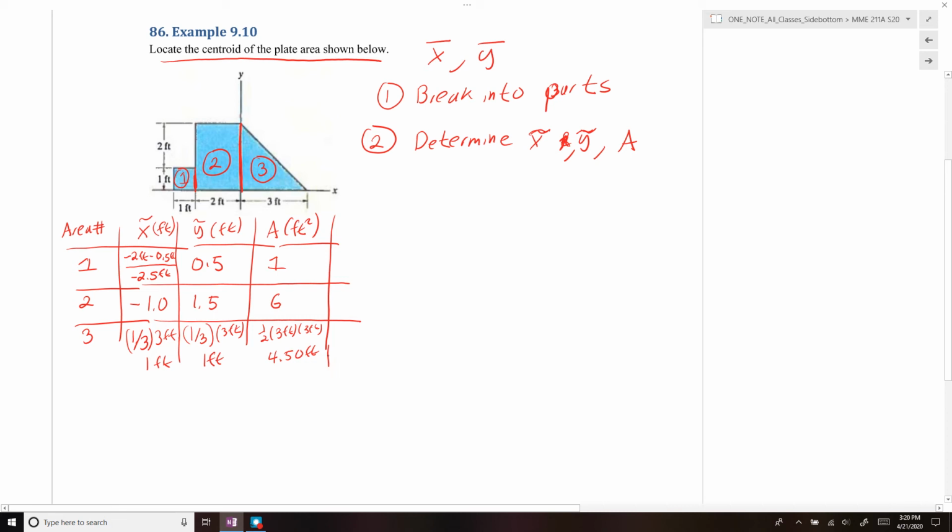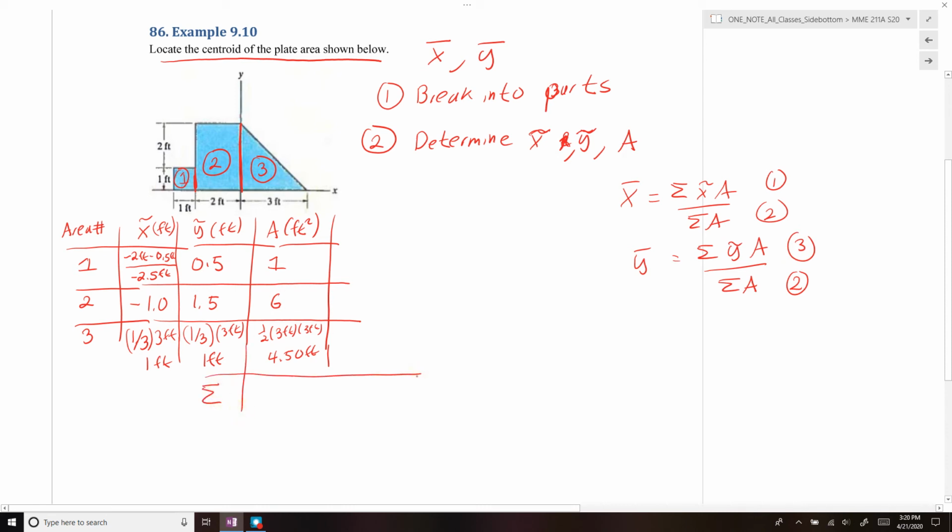Alright. So the last thing we need to do is we know that x bar is equal to the sum of x tilde times the area divided by the total area, and we know that y bar is equal to the sum of y tilde times the area divided by the sum of the area. So we need to determine what x tilde a is, what the sum of the total area is, and what y tilde a is.